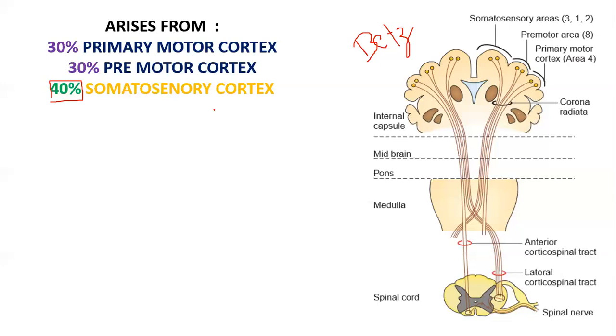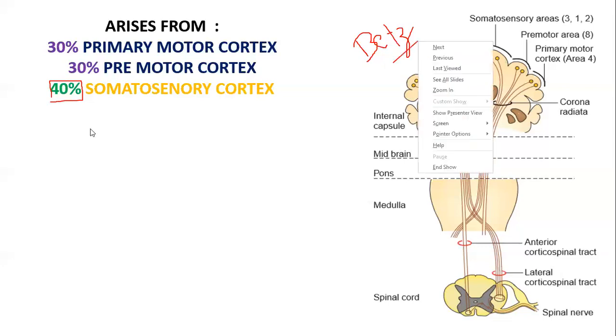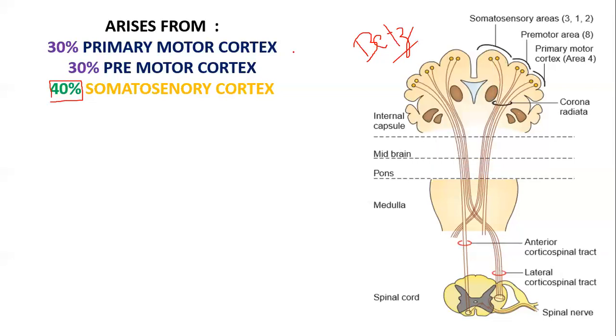Since Guyton says Betz cells, how I can modify this point is: it arises from all these, 30% primary motor cortex, 30% premotor cortex, 40% somatosensory cortex, and you can say this tract arises from layer 5 of the cortex region, which contains cells called Betz cells. You can put this in a bracket downwards after writing all this. It's better you include this first and go with Betz cells.